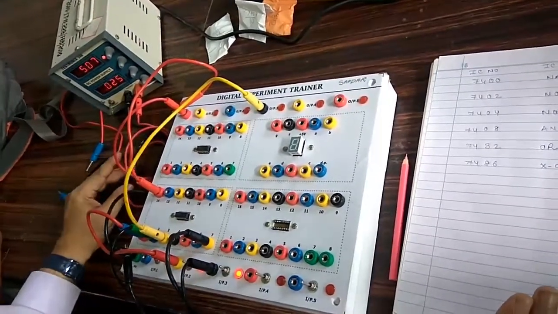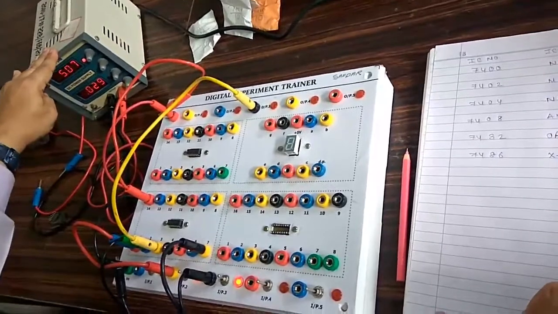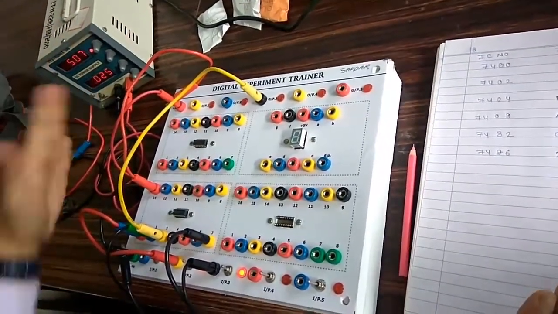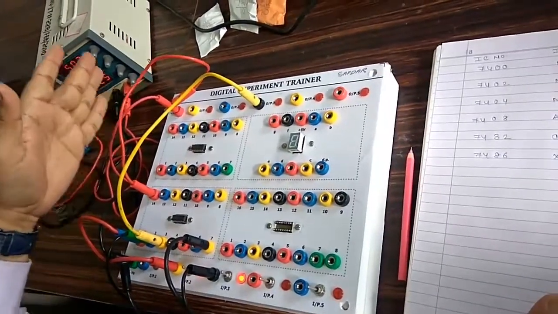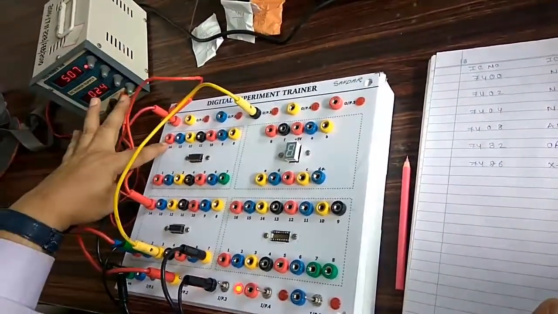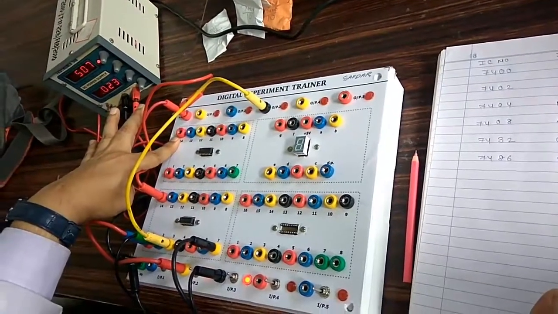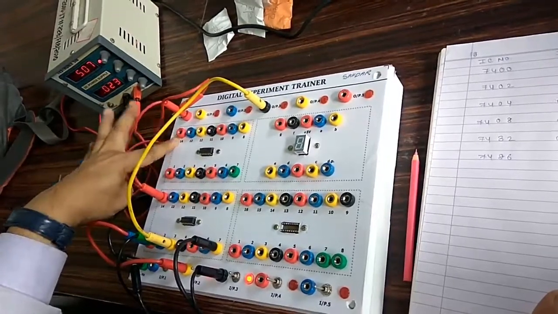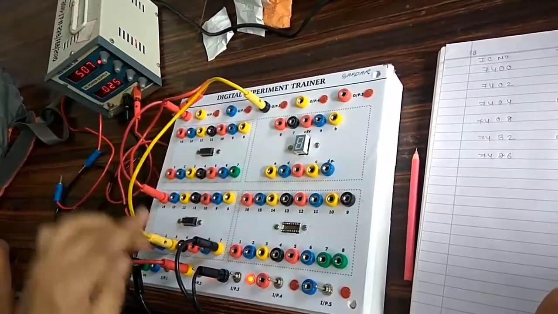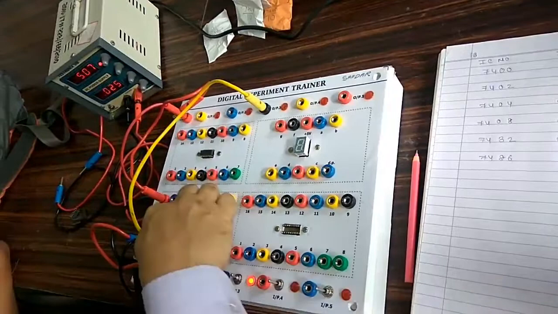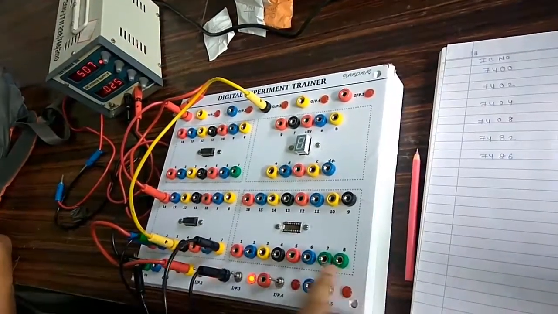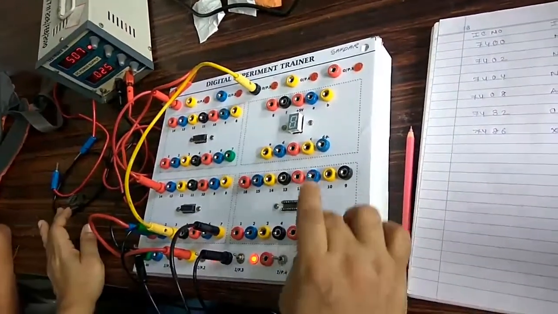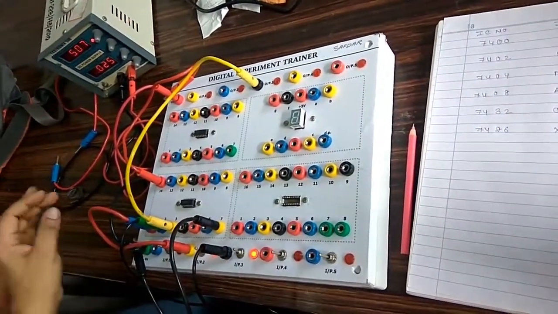In this what you have done, connect the positive and negative of the supply to positive and negative of the trainer. From trainer connect positive to 14 terminal of the IC. 14 terminal of the IC is plus VCC. 7 is ground. In every part, here also 7 is ground. Here also 7. Pin number 7 is ground.